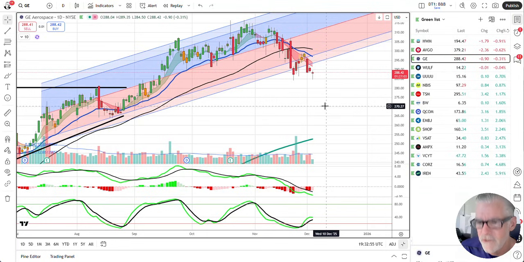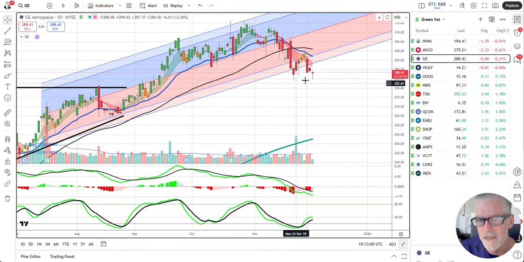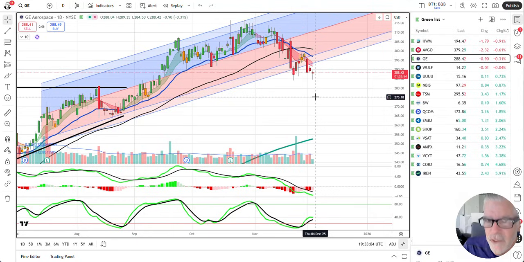Some software names have this kind of pattern, right? They've come down a little bit further than the rest of the market, but now they're printing a double bottom. You would see some bullish divergence here. I think this is a pretty low risk, high reward kind of setup.